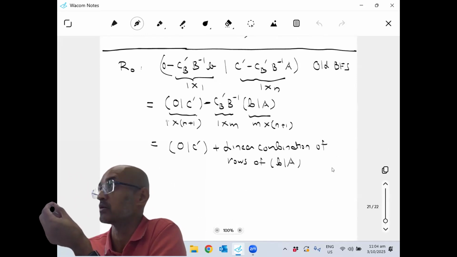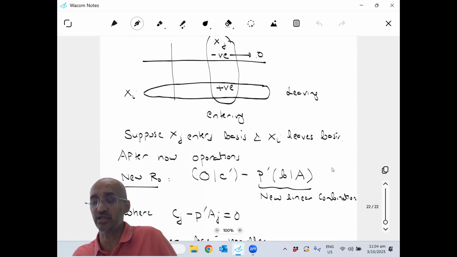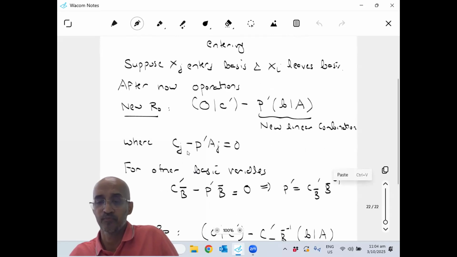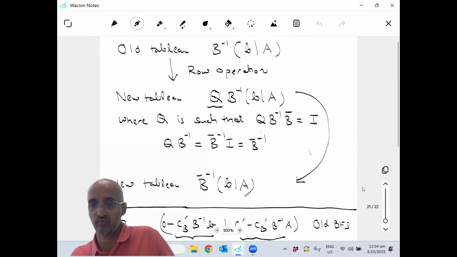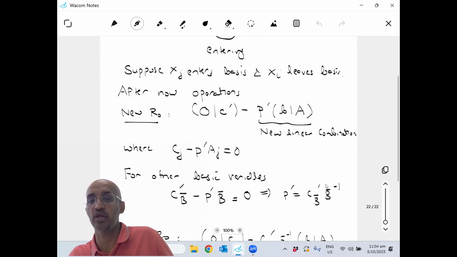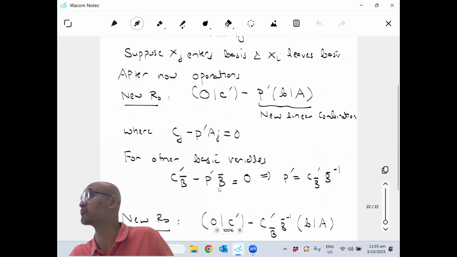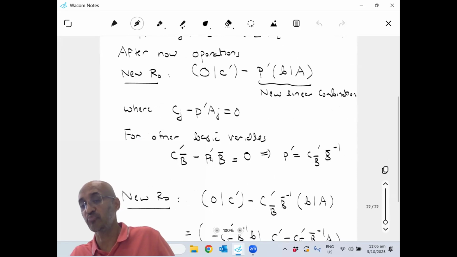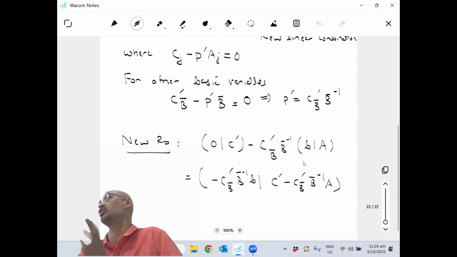P bar has to show up here. Okay, that's what I want to argue with the row operation. How did this happen? We made the row operation so that my reduced costs of my basic variables were kept at zero for this basis matrix B bar. So this P transpose has to satisfy this condition, which means that you will get the right linear combination.